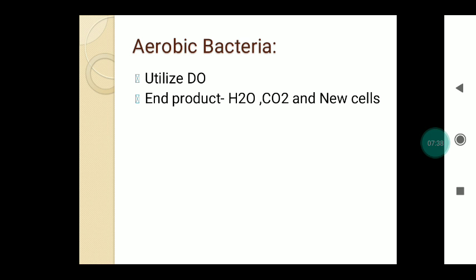The next bacteria is the aerobic bacteria. The aerobic bacteria require free oxygen, that is O2, for the decomposition or oxidation of the organic matter present in the sewage, which gives end products like water and carbon dioxide, and which produce new cells. These are all the bacteria present in sewage, and they play a very important role in the decomposition or oxidation of the organic matter.